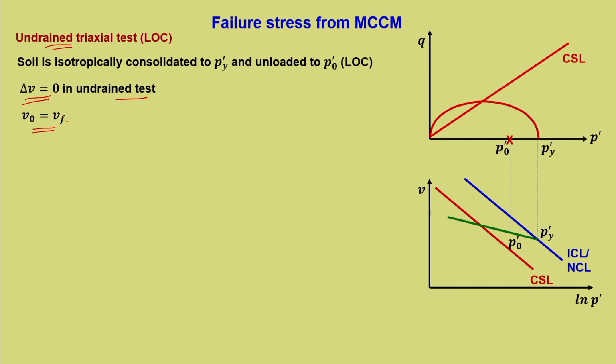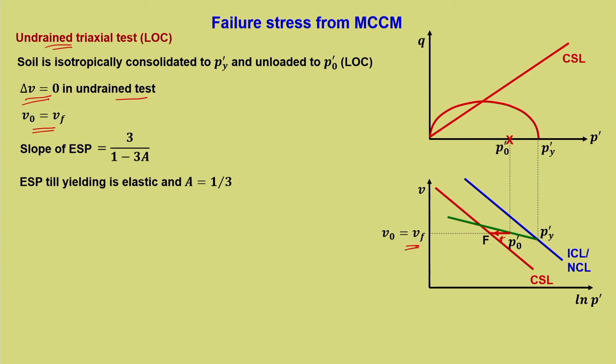Now, this makes a lot of difference in our mathematical computation of failure stress. So, here the failure happens when it meets the critical state line, and that F is the failure point. So, V naught is equal to V F. Now, slope of ESP is 1 minus 3A, and we know that till yielding it is elastic. A is equal to 1 by 3.